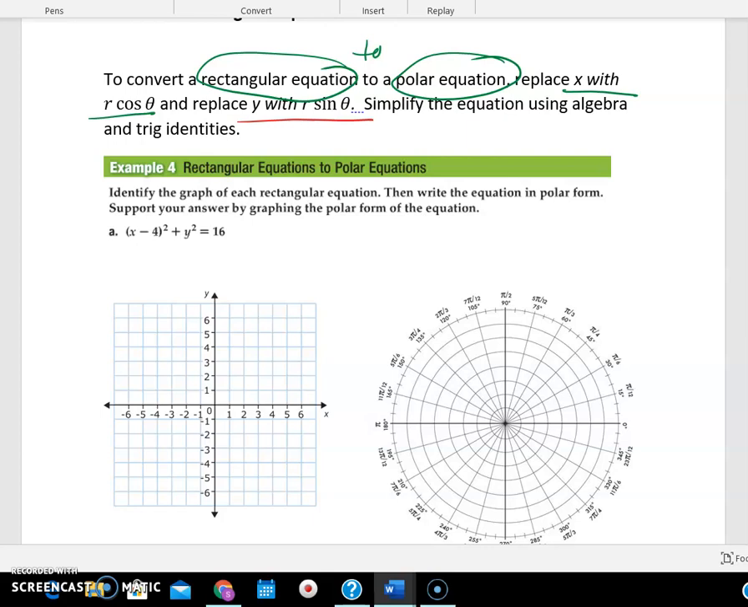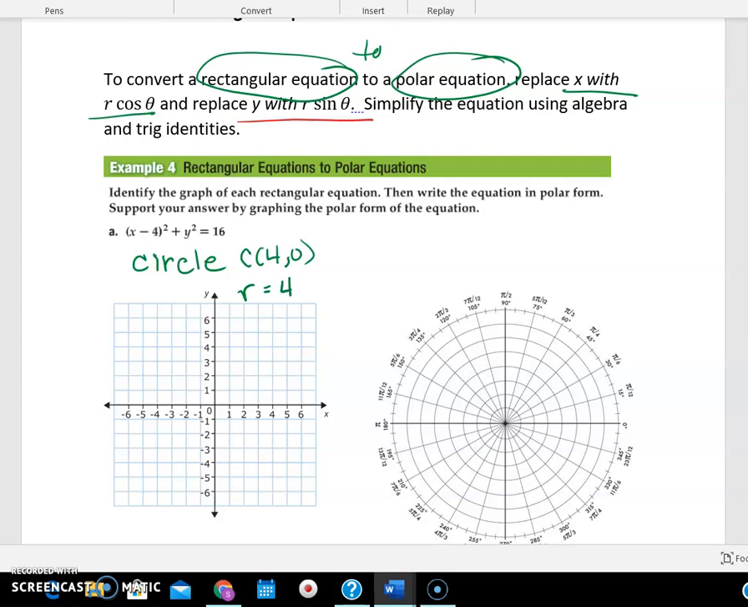For this particular question, it says identify the graph of each rectangular equation, then write the equation in polar form. Support your answer by graphing the polar form equation. So based on just what it looks like, this should be a circle with center (4, 0) and radius 4, because we're going to take the square root of 16 there.